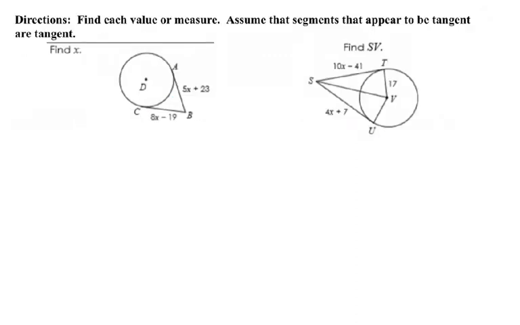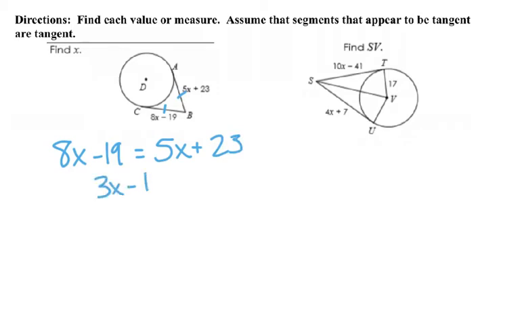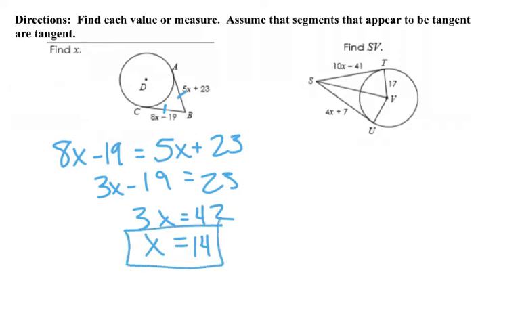So we're going to find each value or measure and assume the segments that appear to be tangent are in fact tangent. So the first one looks like a little duckbill. So they have to be equal to each other. So we're going to set them equal to each other. Alright, I'm going to get my like terms together. I'm going to add 19 to the other side. And I'm going to divide by 3. So I get x equals 14.